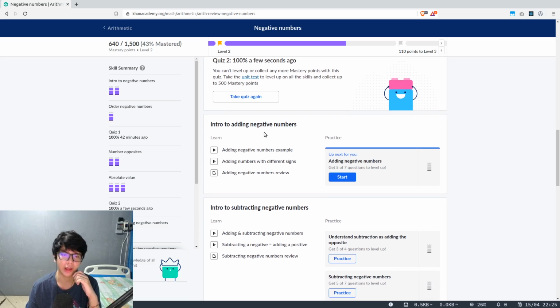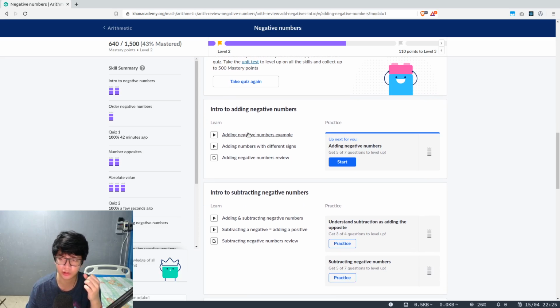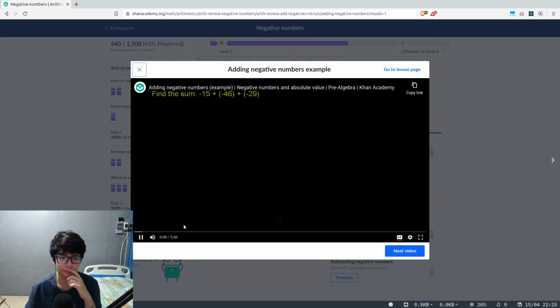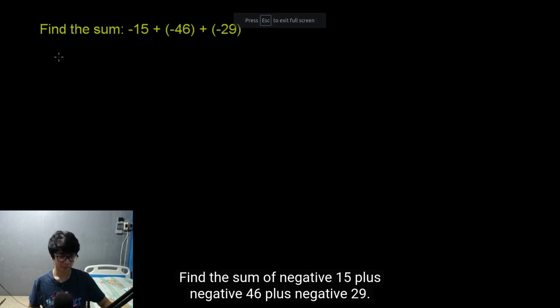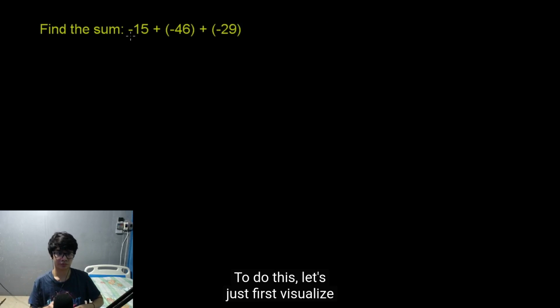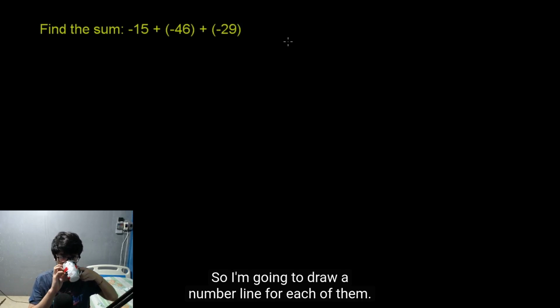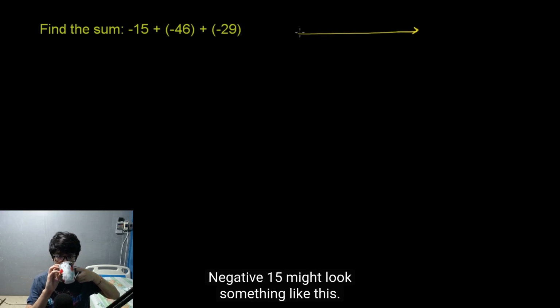Intro, there we go. Adding and subtracting negative numbers. Let's go. Find the sum of negative 15 plus negative 46 plus negative 29. Now to do this, let's just first visualize what each of these numbers look like. So I'm going to draw a number line for each of them. Negative 15 might look something like this.